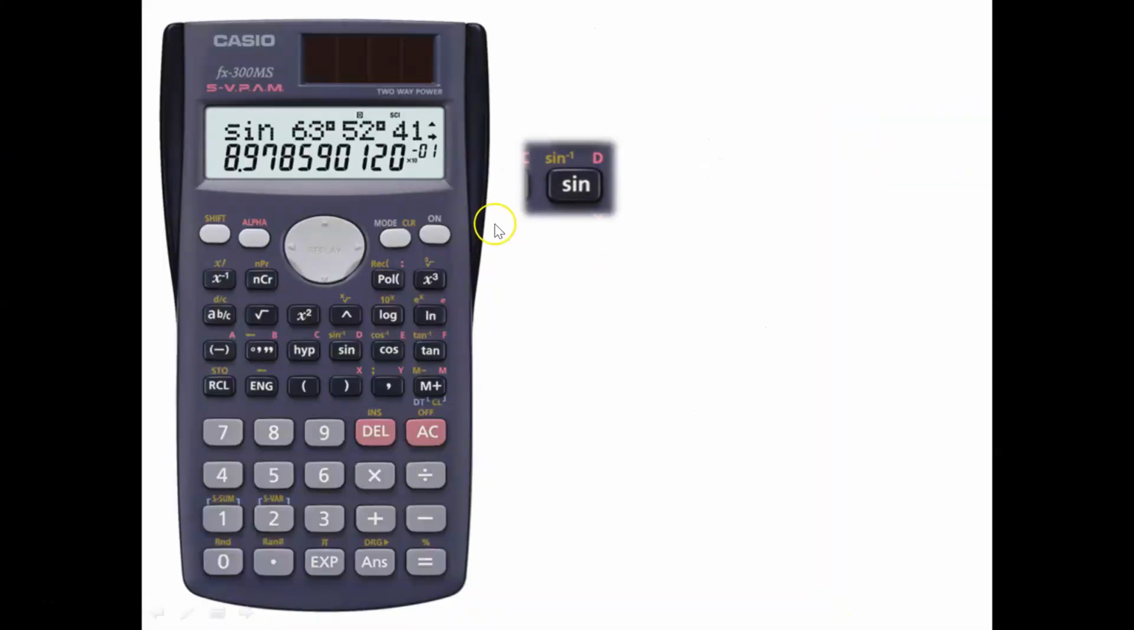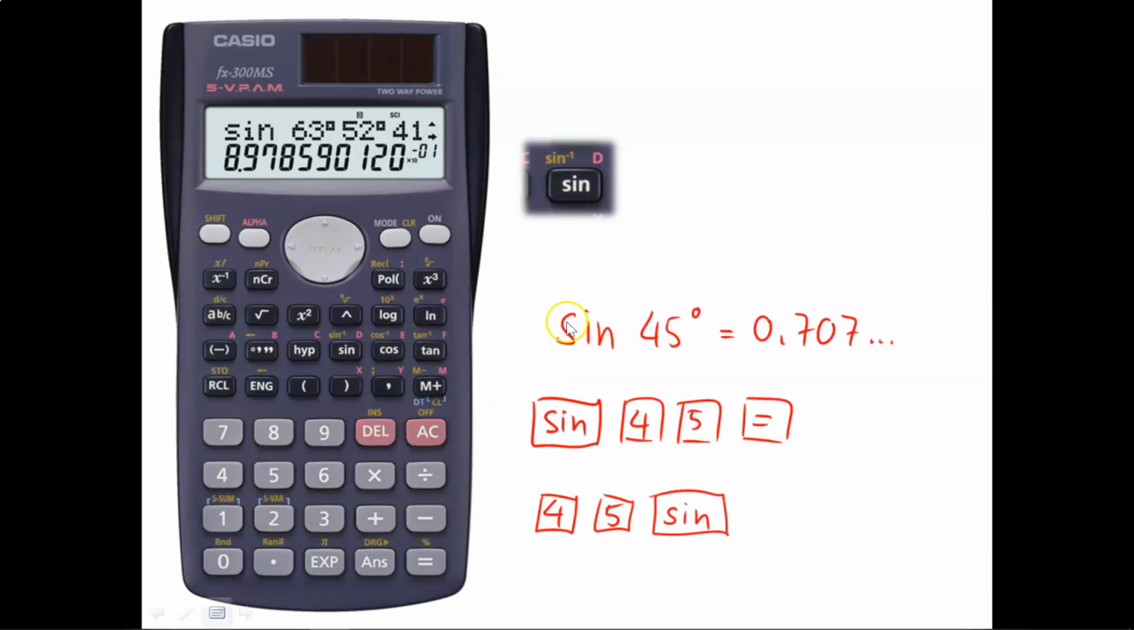Now, this is the most common calculator I see with my students, and you can find the sine button right here. So it looks like this if you want to look close up. So let's try a quick little sample calculation to make sure you know how to use the sine button properly on your calculator. Let's say I wanted to know what the value was for sine 45 degrees. Well, the answer should be 0.707 ... There's a bunch of other numbers in the end.